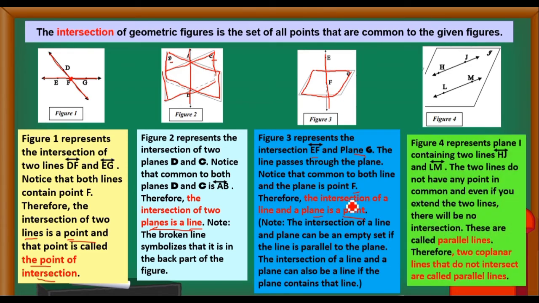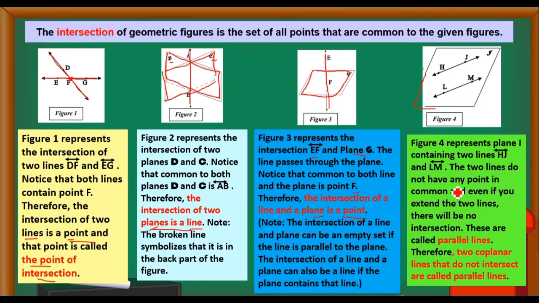And then, the last figure, yan, yung figure natin, as you can see, represents plane I. Ito po yung plane natin. Ayan. So, naputol lang po siya. Ayan, yung plane I po natin. And then, it contains two lines. Ayan, may dalawang lines tayo. Si line HJ and line LM.